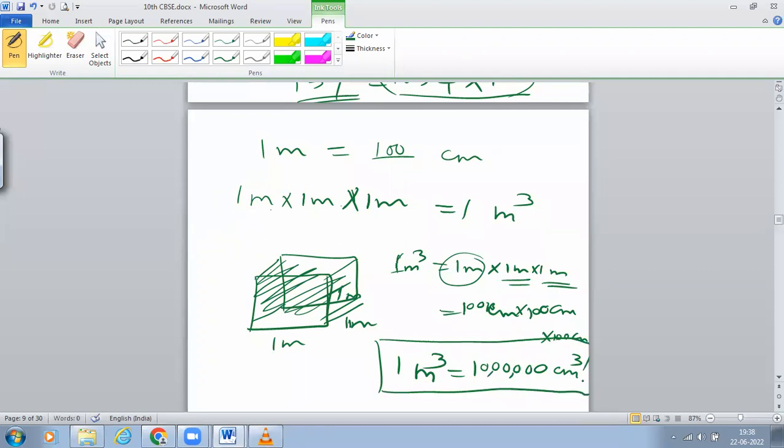Are you able to understand? Yes, sir. Okay, 1 meter cube is how many centimeter cube? It is 10 lakh centimeter cube.